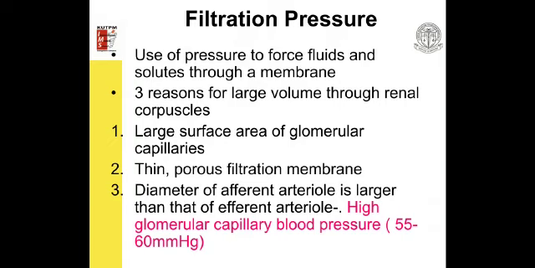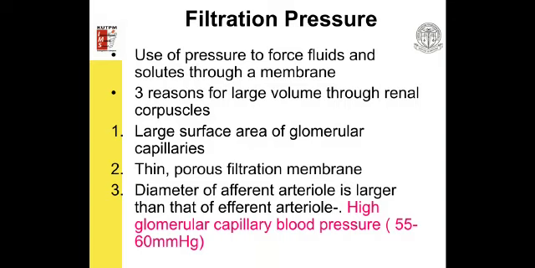Use of pressure to force fluids and solutes through the membrane. The three reasons for large volume through the renal corpuscles are the large surface area of the glomerular capillaries, the thin porous filtration membrane, and the diameter of the efferent arteriole being smaller than the afferent arteriole, and the high glomerular capillary blood pressure of 55 or 60 millimeters of mercury.